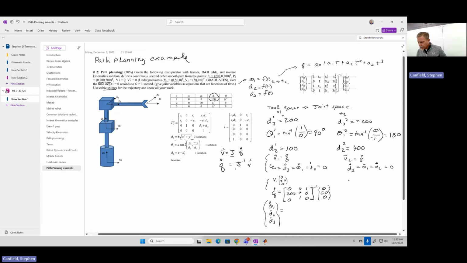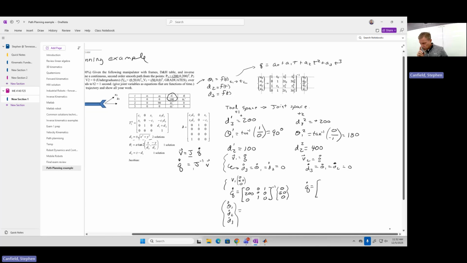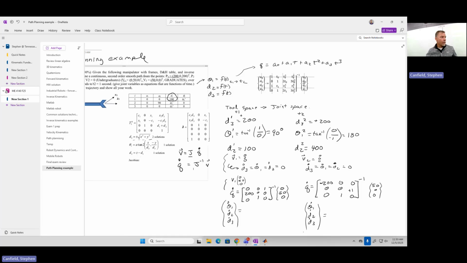And I've got to do the same thing over here. So here it's going to be Q dot equals, I'll put in these values. So now theta 1 is 180. So I'm going to have -1 times D3, or -200, 0, 0, 0, 0, 1. And then sine of 180 is 0. Cosine of 180 is -1 times a negative. So it's +1, 0. Inverse times my V, which is 50, 0, 0. So again, my theta 1 dot, D2 dot, and D3 dot equals, okay, so we calculate those.